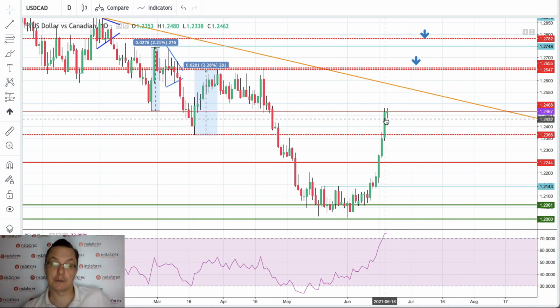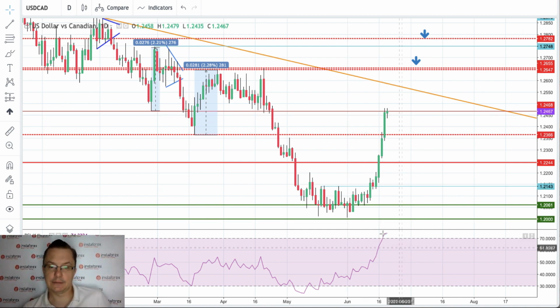Anyway, it looks very promising for bulls, but please notice that we are already in the extremely overbought territory. The recent print was 74 points, which is way above the level of 70. So maybe the level of 1.2467, which is the technical resistance for the price, maybe this level will cap the rally. But so far we don't see any kind of price pattern, any kind of candlestick pattern to support this assumption.